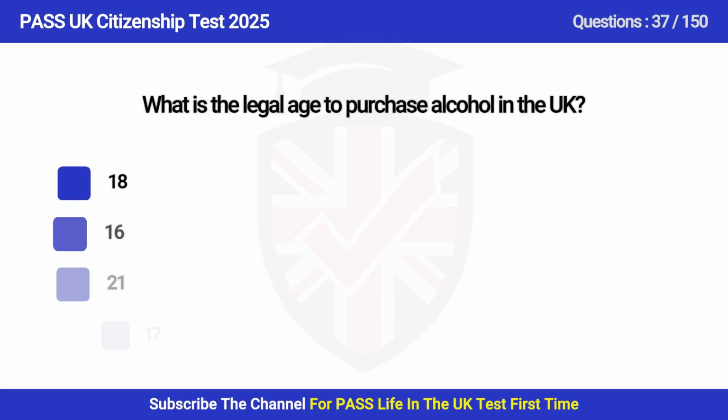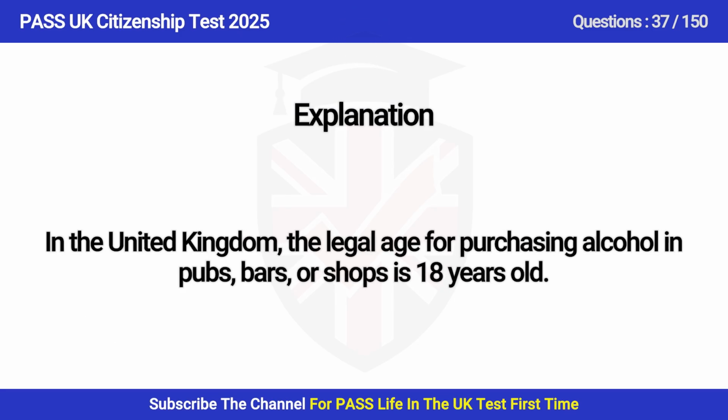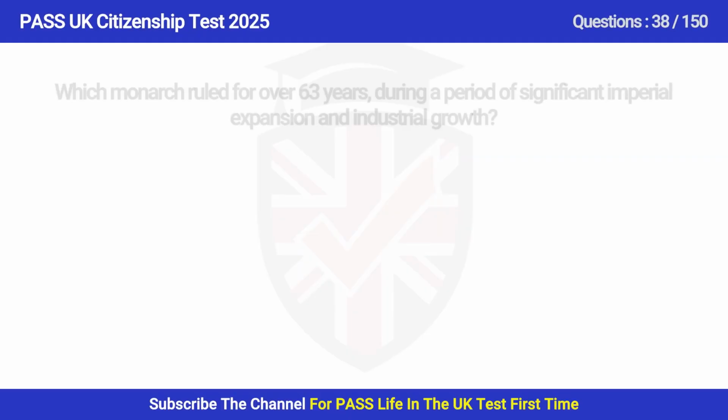Question 37. What is the legal age to purchase alcohol in the UK? A. 18, B. 16, C. 21, D. 17? Answer is A. 18. In the United Kingdom, the legal age for purchasing alcohol in pubs, bars, or shops is 18 years old.